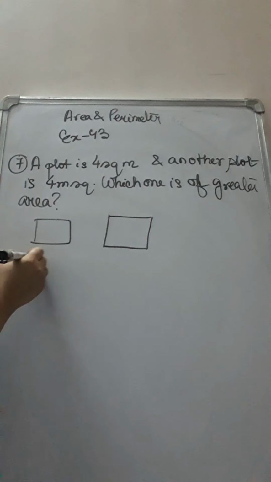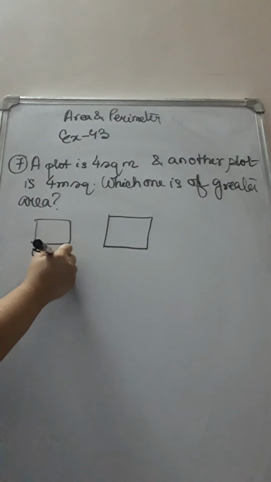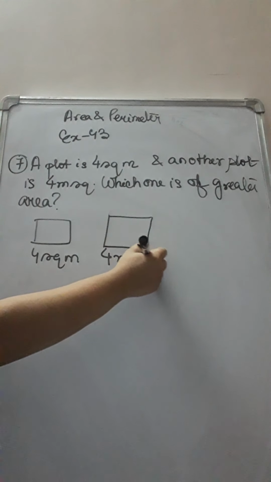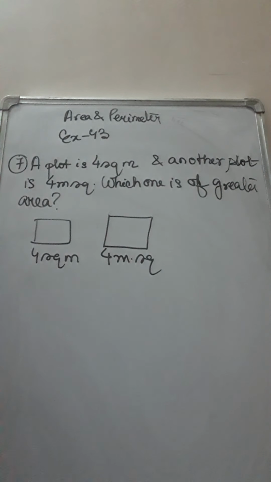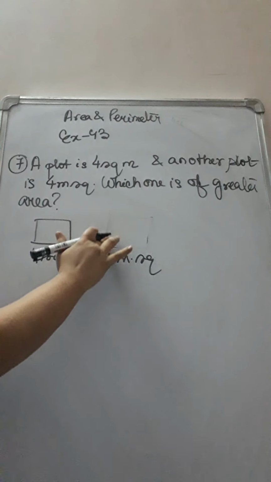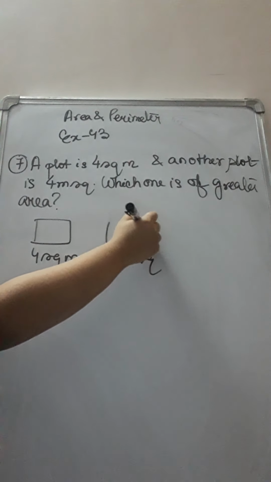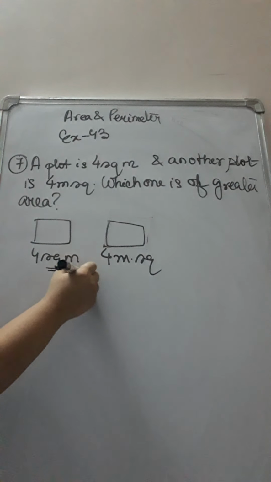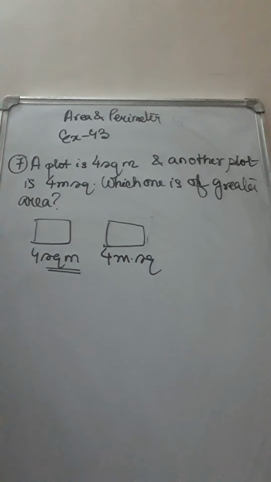So out of these two, one of the areas is 4 square meters and the other one is 4 meters square. Now which one is big? Now when we are given the question, we don't know which is big, because we don't know the difference in the unit of measurement. Now area is always measured in square meters. Square meters mean meter is multiplied twice.